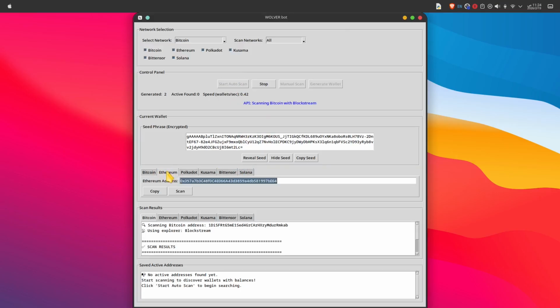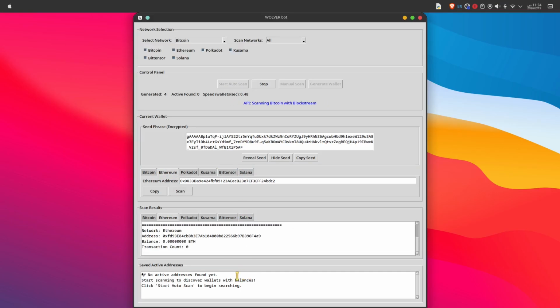Not this one. Bitcoin, Ethereum, Polkadot, Kusama, Solana. Toggle them all at once. Watch how the interface doesn't even flinch. This bot doesn't hunt one blockchain. It hunts the entire ecosystem simultaneously, casting a wider net than anything you've seen.